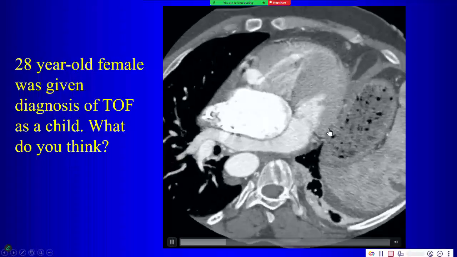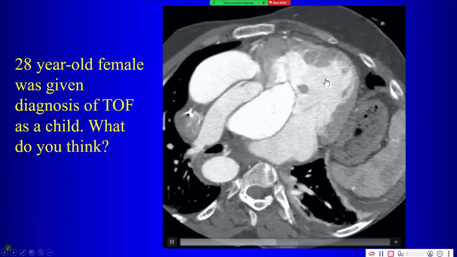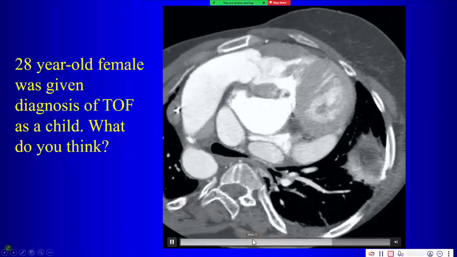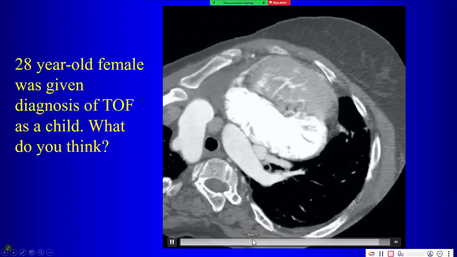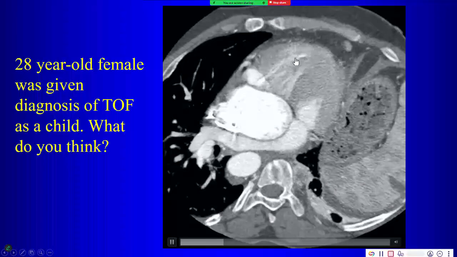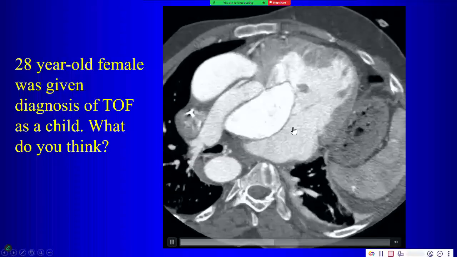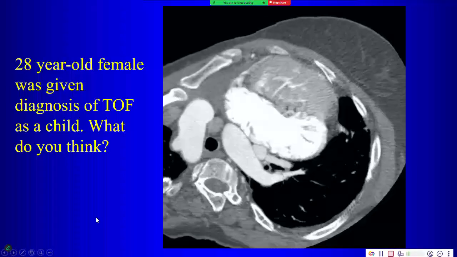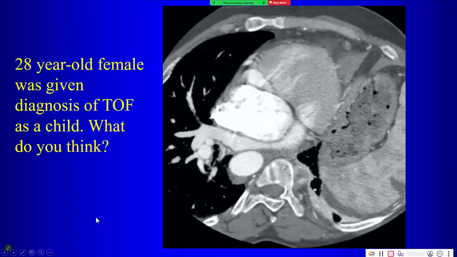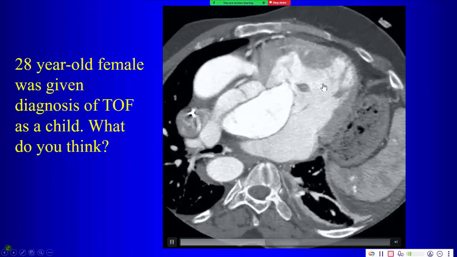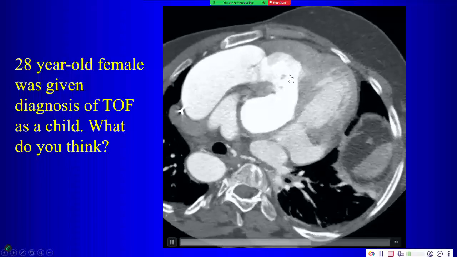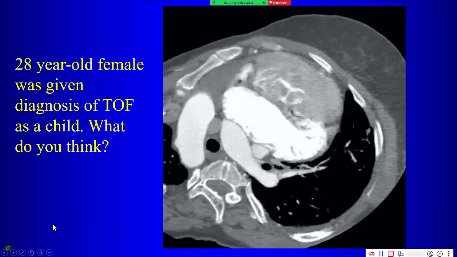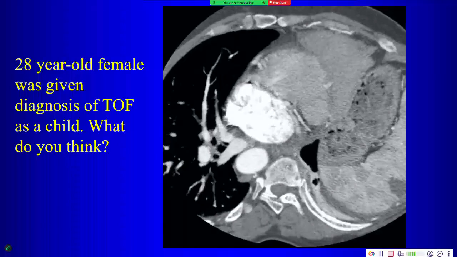And then on the other side, this will be the LV, right? So the right atrium is connected to the right ventricle. The left atrium is connected to the left ventricle. So we have atrioventricular concordance. And when you look at the ventricles, do you notice anything else in there? Right, so there's a large VSD.